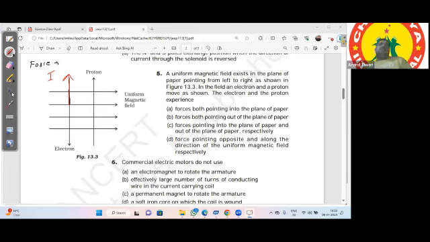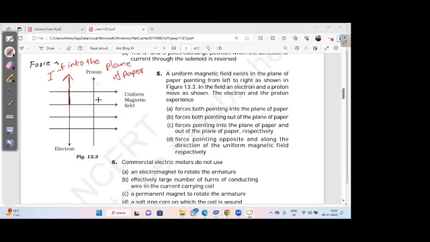Okay, so the electron will experience a force into the plane of paper. You have to get physical, understand it around your environment. Into the plane of paper, right? Then what about the proton? Can I say that both the directions are the same? The direction of current in here and here, both are the same.